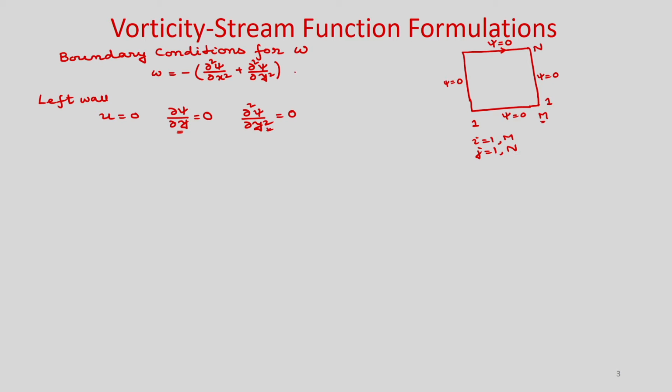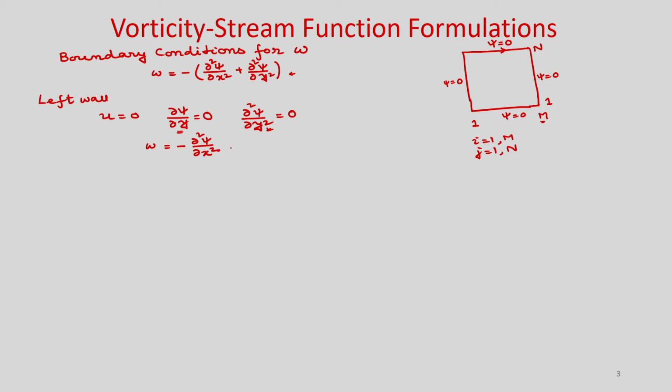Now you can see this vorticity equation. If you put del 2 psi by del y square equal to 0 for the left wall, omega will be minus del 2 psi by del x square. Now you use the central difference method to discretize this second derivative.